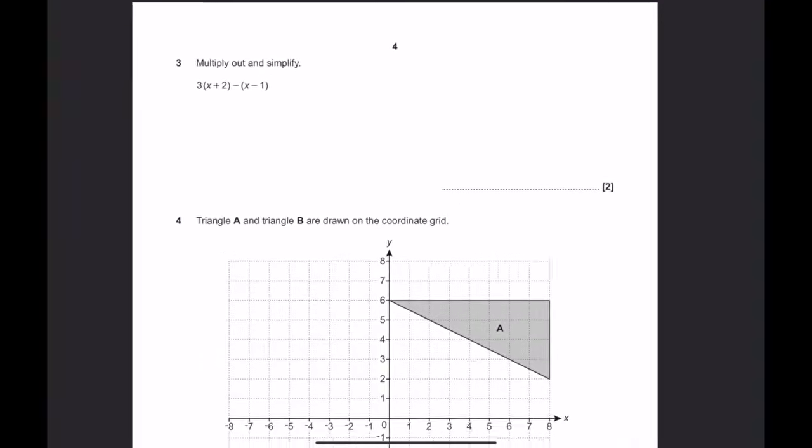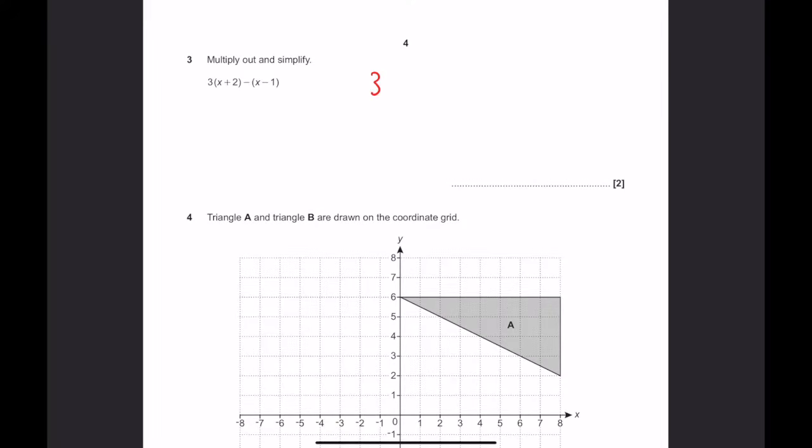Multiply out and simplify this, so 3 bracket x plus 2 minus x minus 1. So expanding the first bracket, we just have this. Here you have to be careful because the minus has to be multiplied out as well. So we're going to have minus x plus 1, leaving us with 2x plus 7.